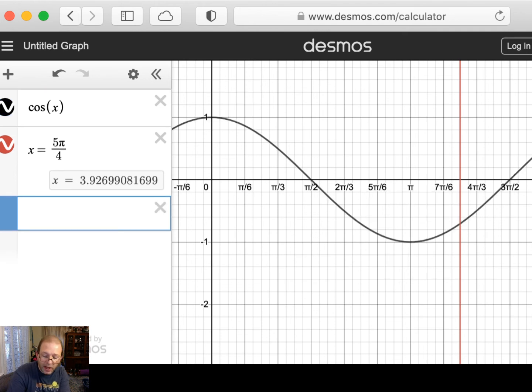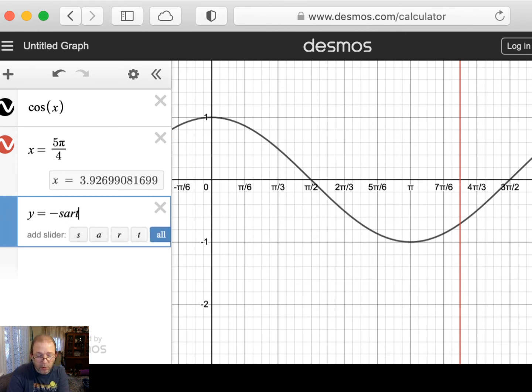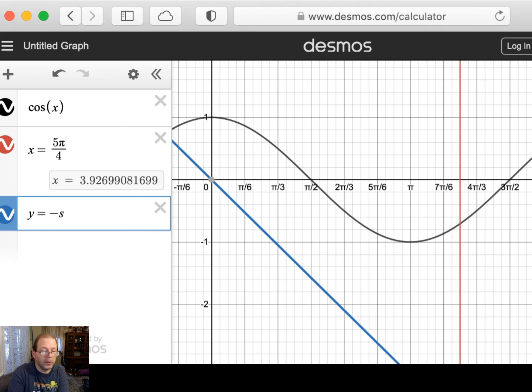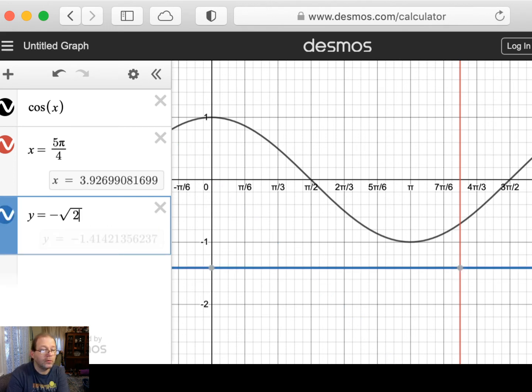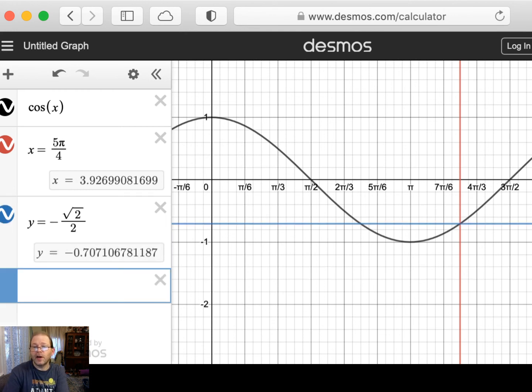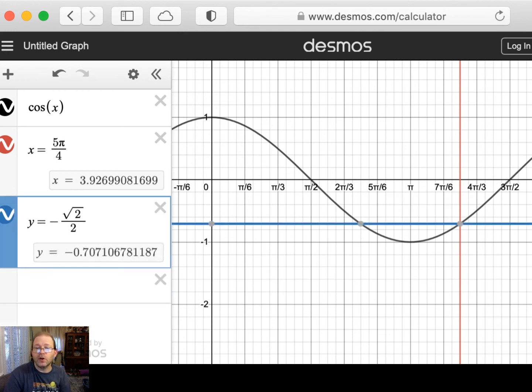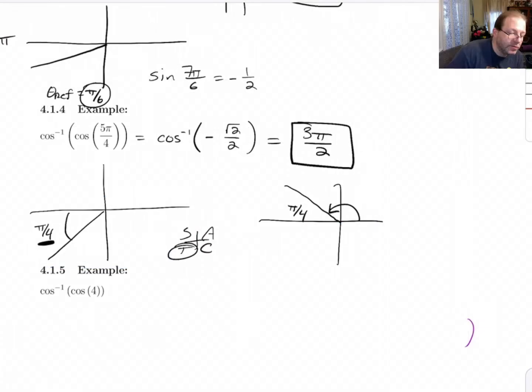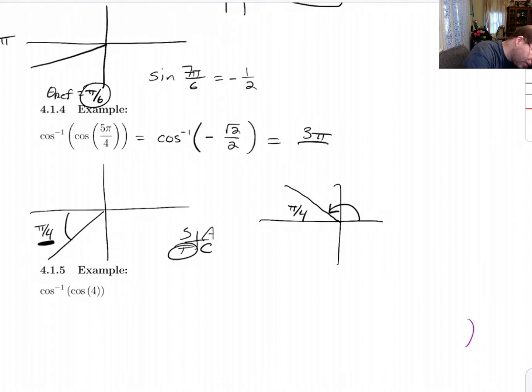So I'm going to put in the line y equals minus root 2 over 2, and I'm trying to find the other place where this crosses between 0 and 2 pi. And that happens right here at 3 pi over 4. So my answer is 3 pi over 4. I called this 3 pi over 2, but that is a mistake. 3 pi over 4.